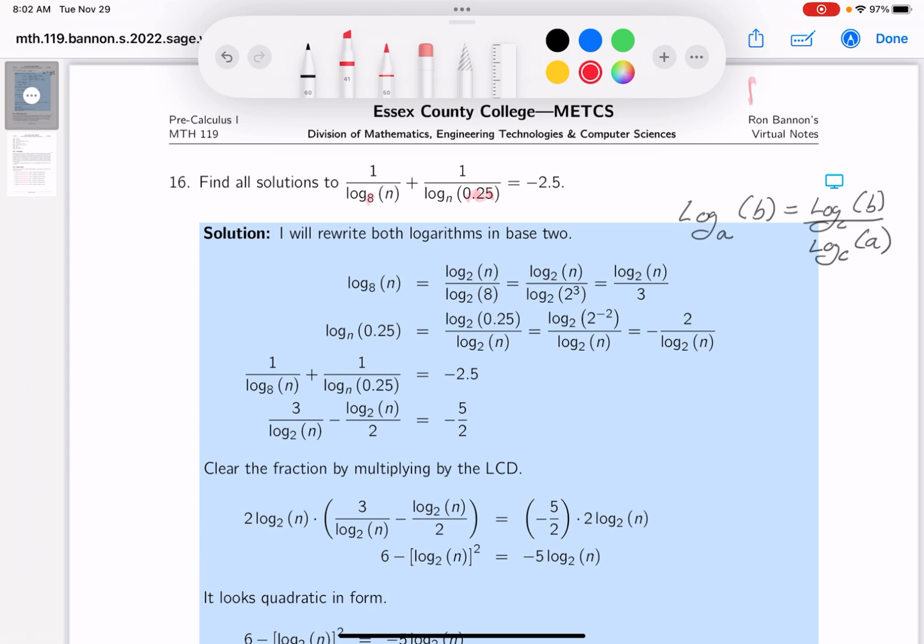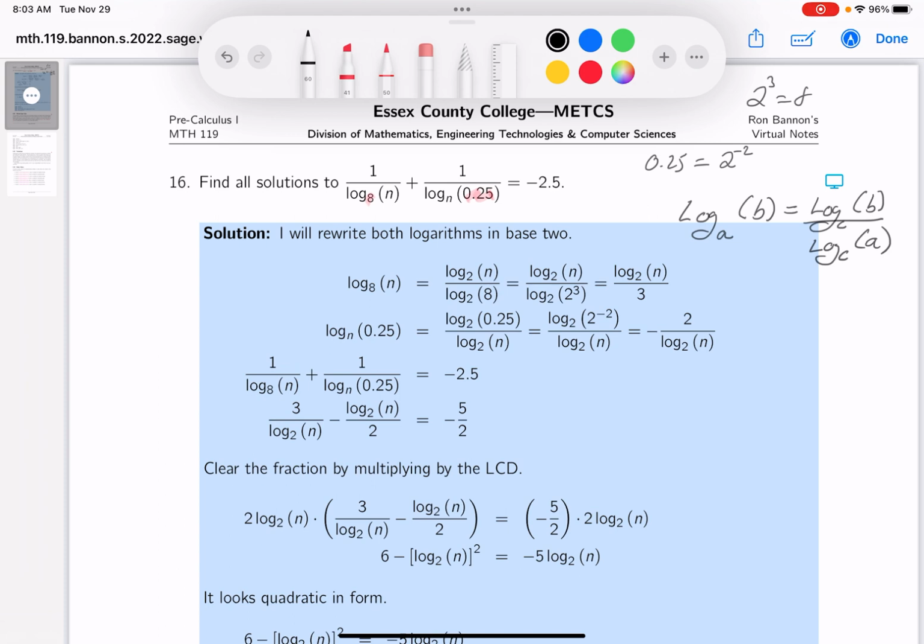The 8 is actually 2 cubed. That's what 8 is. And the 0.25, what's that going to be? That's going to be 2 to the minus 2. All right, so I'm seeing both of those numbers related to base 2. So what I want to do is just rewrite that.